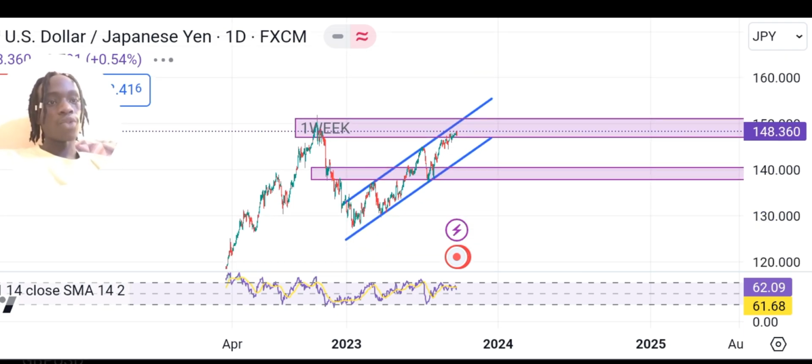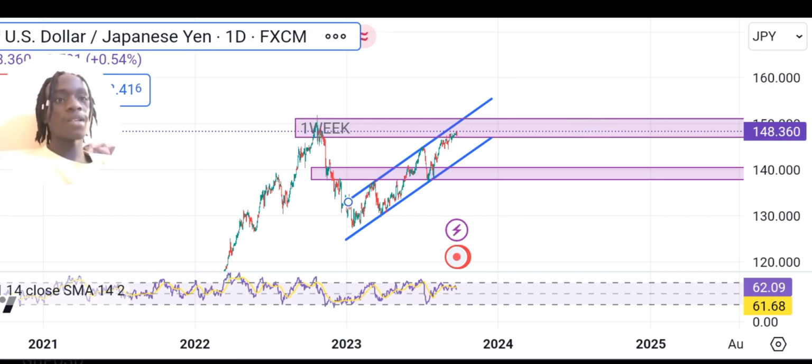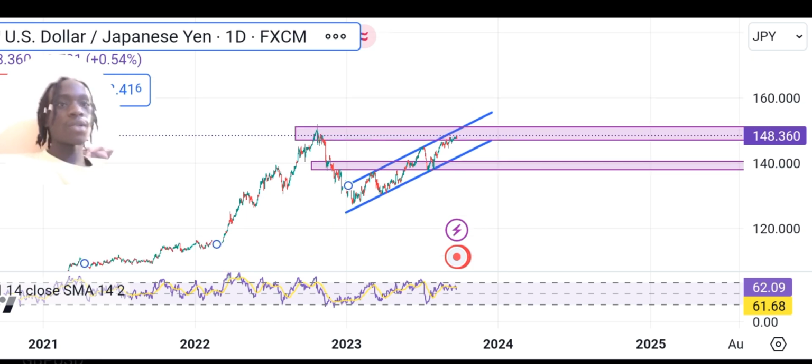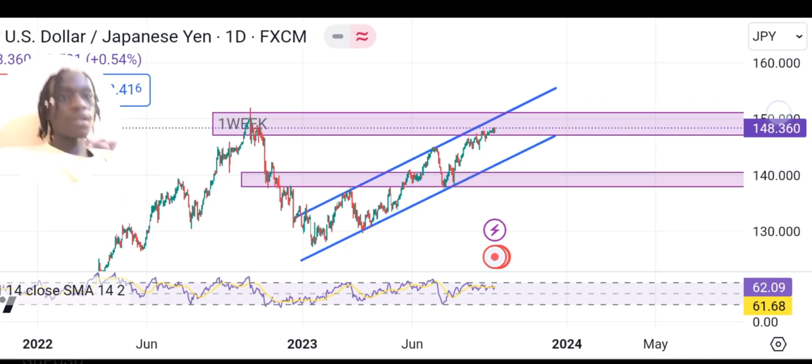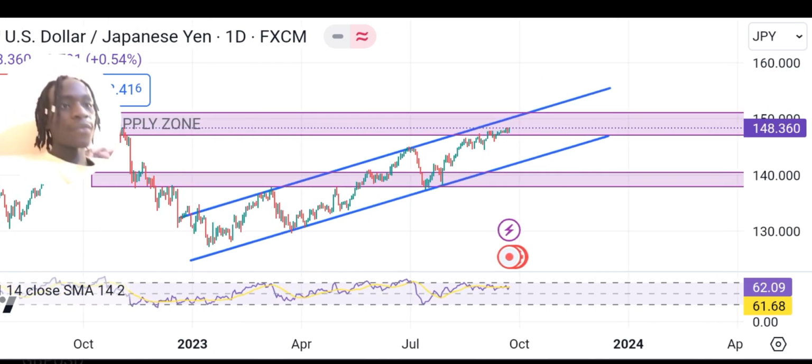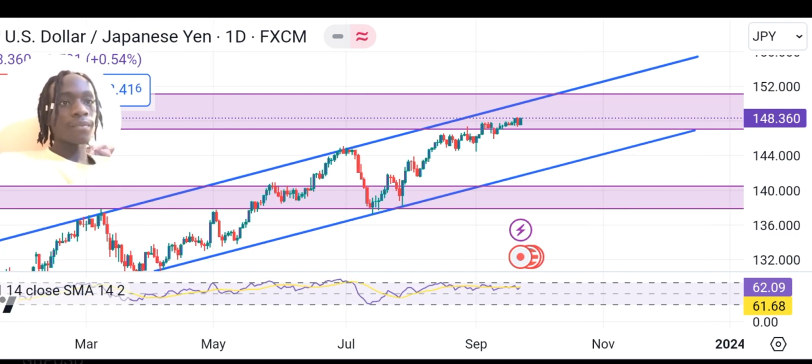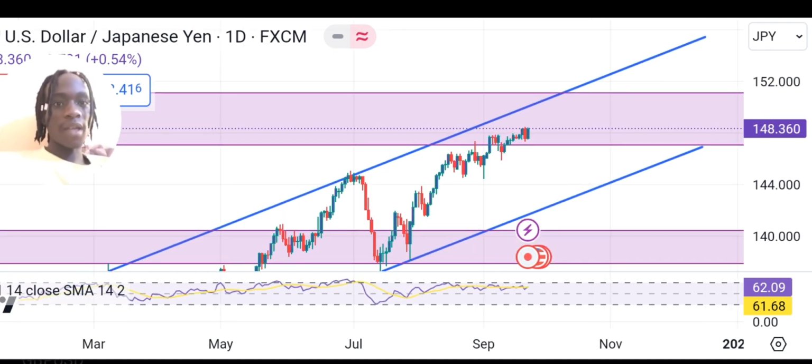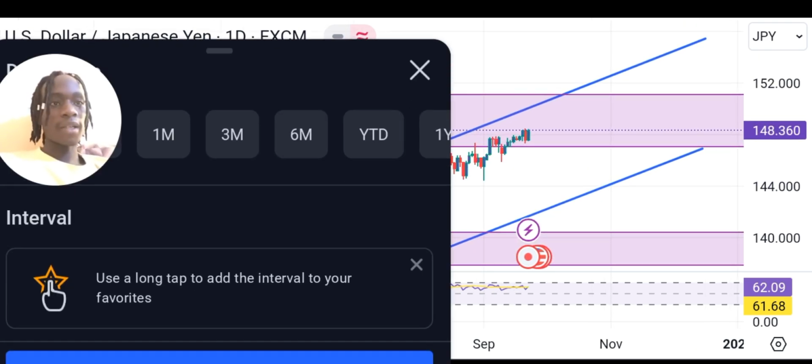So if it wants to break that, then it should break this weekly supply zone here and come retest it, then the market might go higher. But we wait. If it touches the zone, we can go down with the UJ and maybe sell the market here. So that is what we're expecting. You can drop your comments, guys, on what you think about this market.